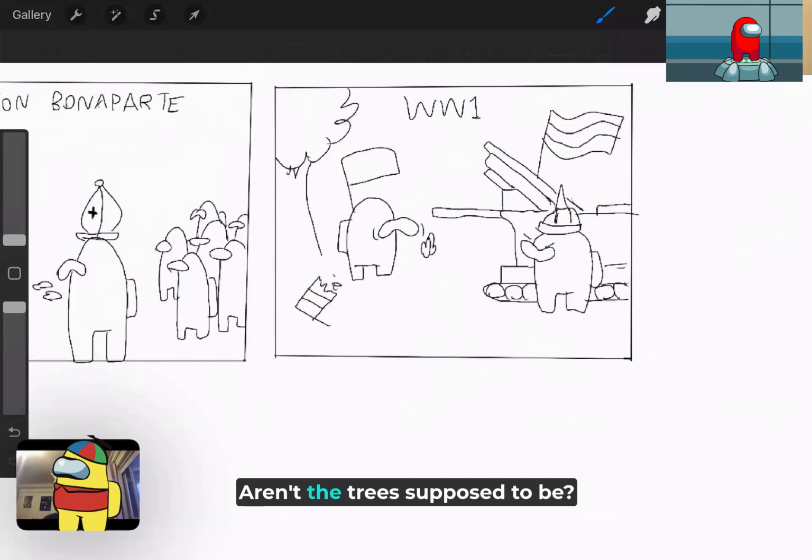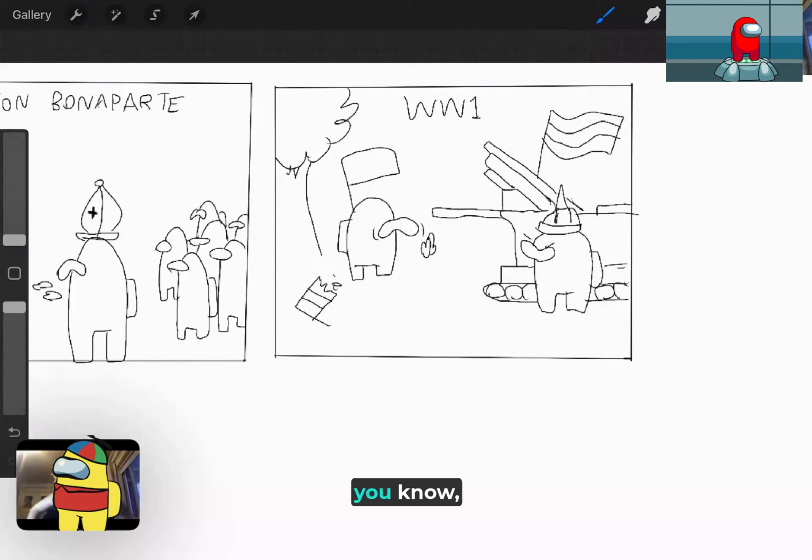But aren't the trees supposed to be the goodbye? After that comes the Treaty of Versailles. And the Treaty of Versailles was France basically taking revenge on Germany for what they did. And Germany, well, it was deserved because I don't like Germany either because they're kind of boring. But France wanted to take revenge on Germany and they cut a lot of Germany's land.